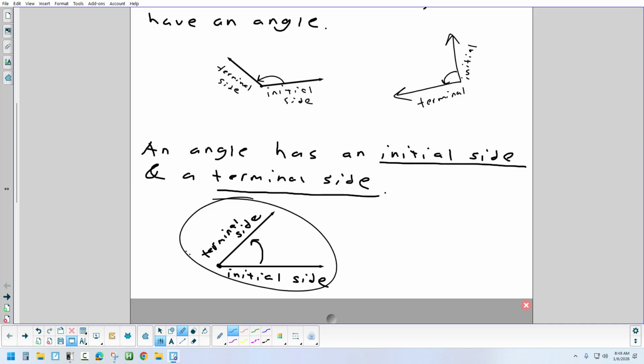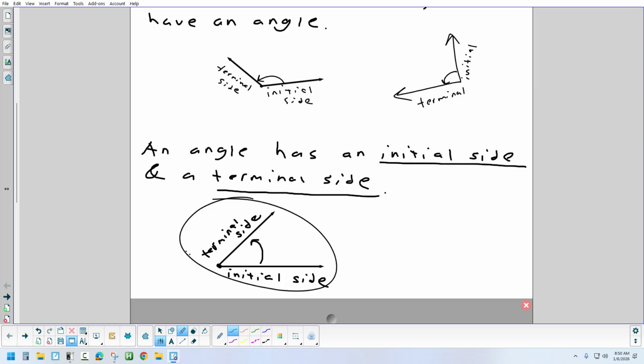Yeah? The initial side is flat. Yeah, the initial side has to be horizontal, and it has to point to the right. Okay, that's one of the two things. The second thing I'll tell you because you couldn't see it from this picture.